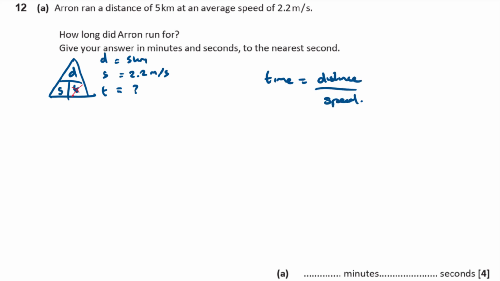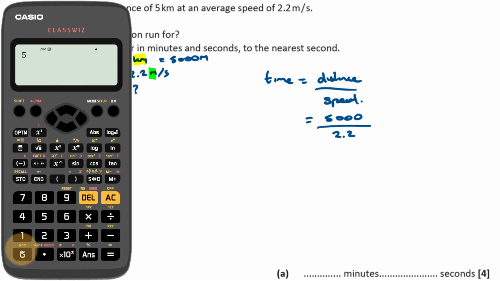So I'm going to be using time equals distance divided by speed. Okay, but just take care here because we've got different units going on here, haven't we? So I've got the distance measured in kilometers, and I've got the speed measured in meters per second. Okay, I think it's going to be easier to convert the distance into meters first. So I'm going to say that 5 kilometers is 5,000 meters first, and then we can sub into our formula for time. So time is distance, 5,000 meters, divided by speed, which is 2.2. Okay, trusty calculator. What is 5,000 divided by 2.2?